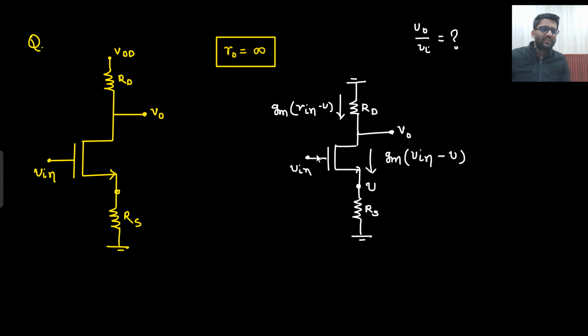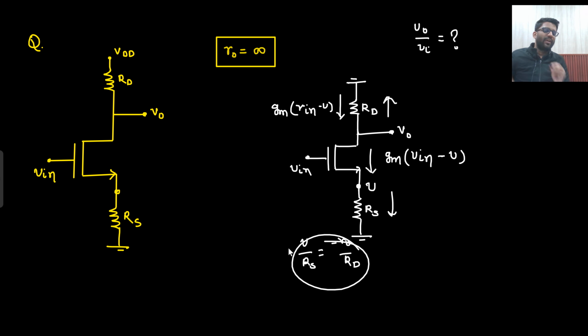Then I can write down V0 in terms of V in, V, Gm and RD. Then I will need to eliminate this V. How will I eliminate it? V by Rs will be equal to minus V0 by RD. Say yes or no. Are you getting this point? Because the current in upward direction is V0 by RD, and the current in downward direction is V by Rs. So from here I will get the relation and in that manner I can solve. So this is one way of solving it.